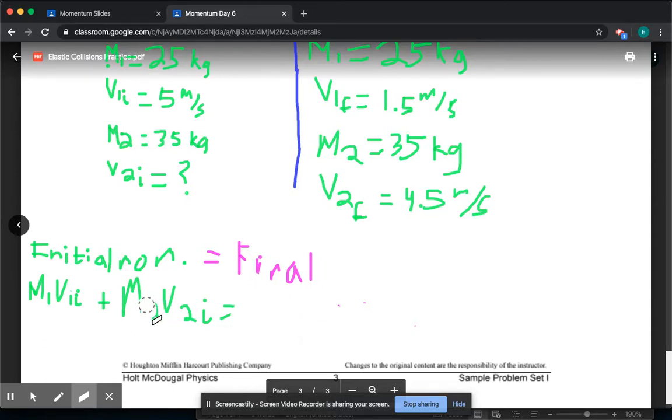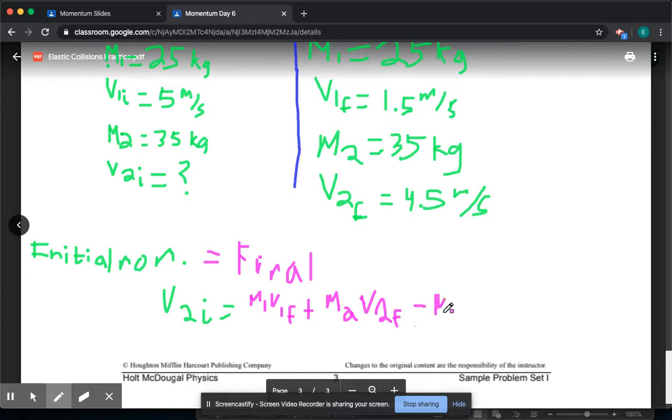And if you do that, after you do the math, you end up getting that V2I is equal to, after you plug everything in, M1 V1F plus M2 V2F minus M1 V1I, and then all that divided by M2. Okay?